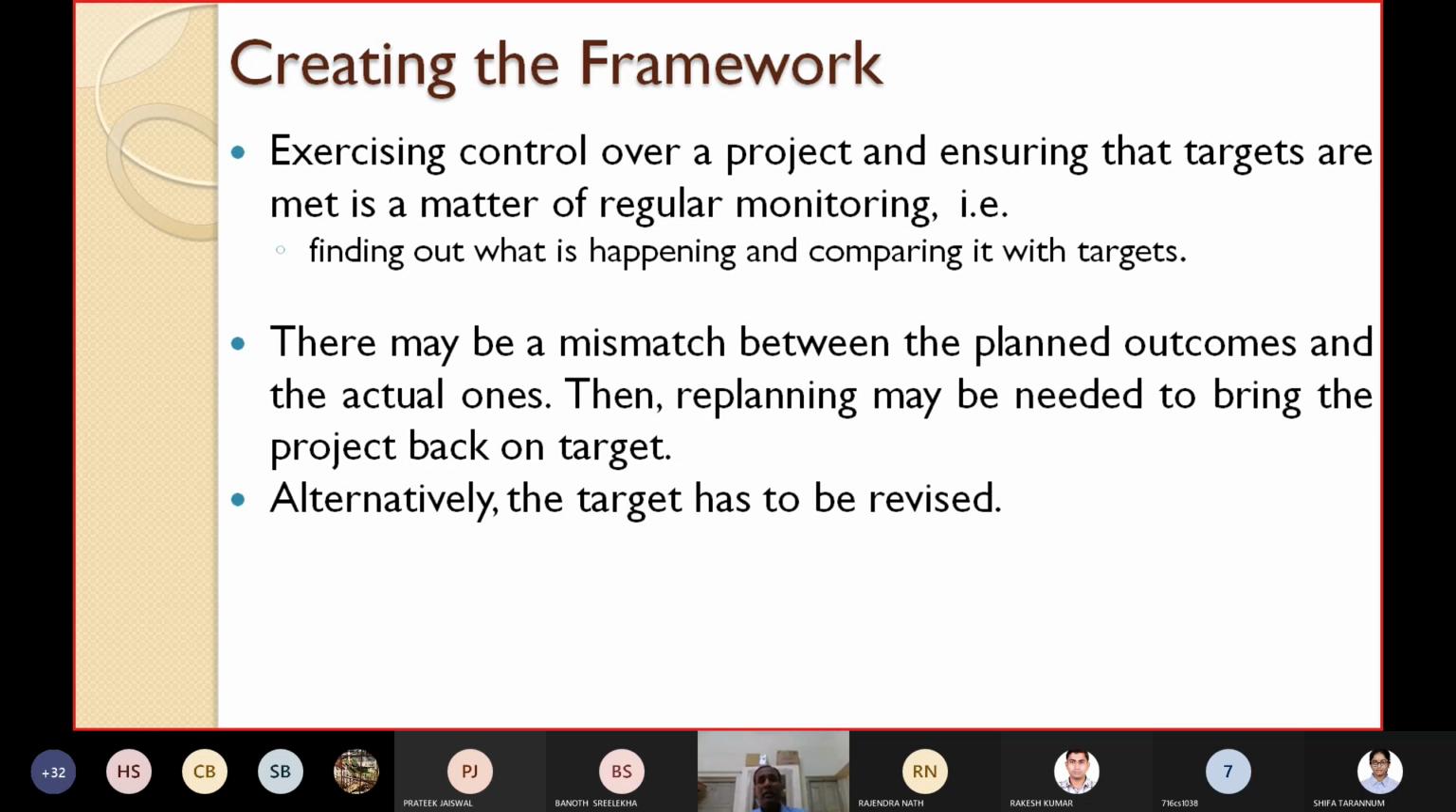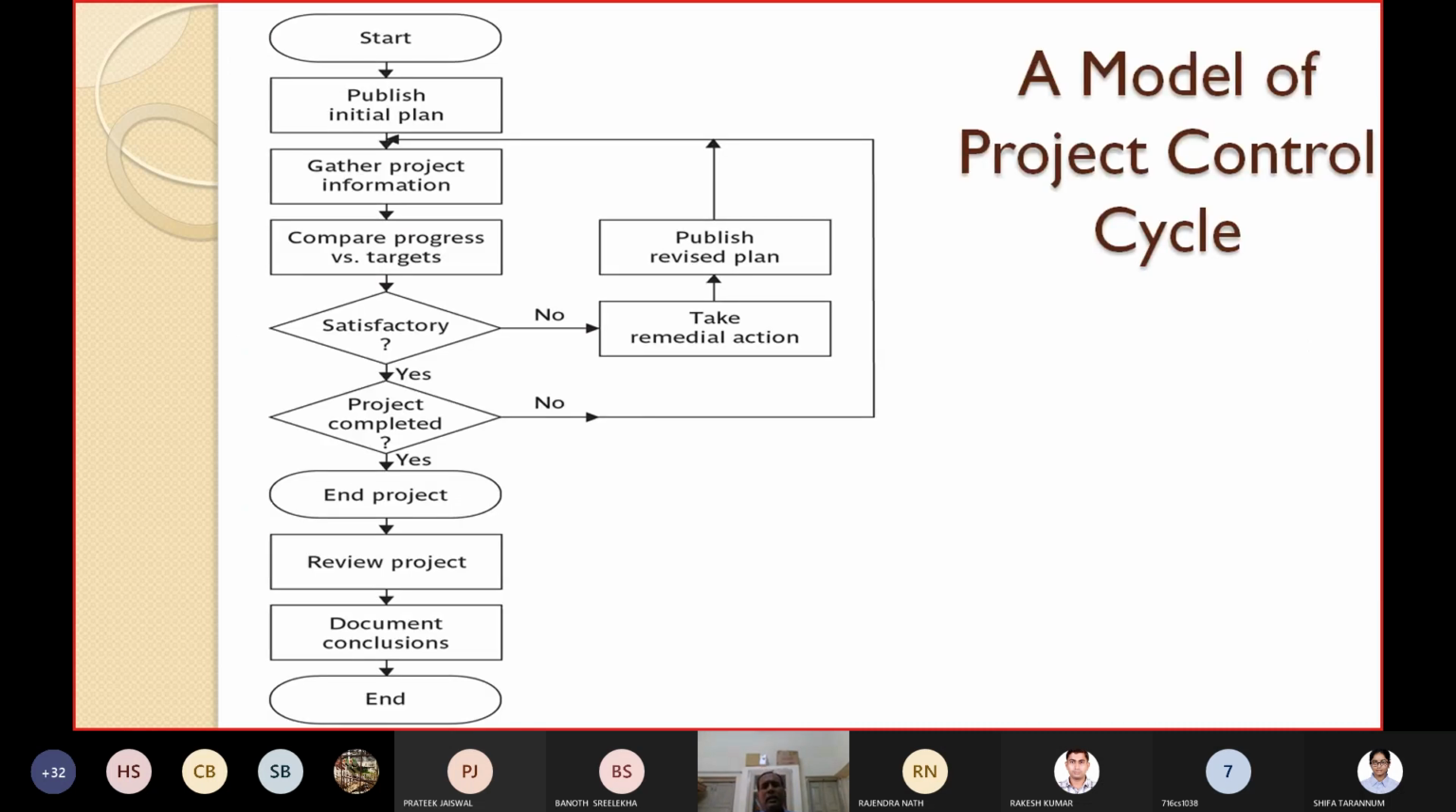Alternatively, suppose every corrective action you have taken, you have replanned to bring the project back on target, but you are not getting success. What you have to do? Alternatively, the target has to be revised. You have to extend the target. You have to revise the target. Okay. This is a simple model of the project control cycle.